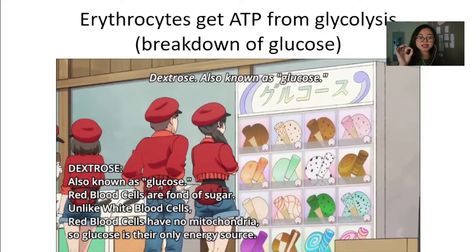Where do red blood cells get their energy from? It is from glycolysis in anaerobic respiration. So erythrocytes get their ATP from glycolysis, which is the process of breakdown of glucose. So their main and only energy source is through glucose.